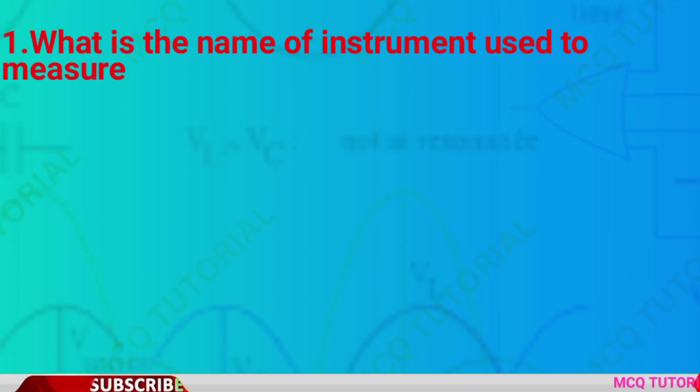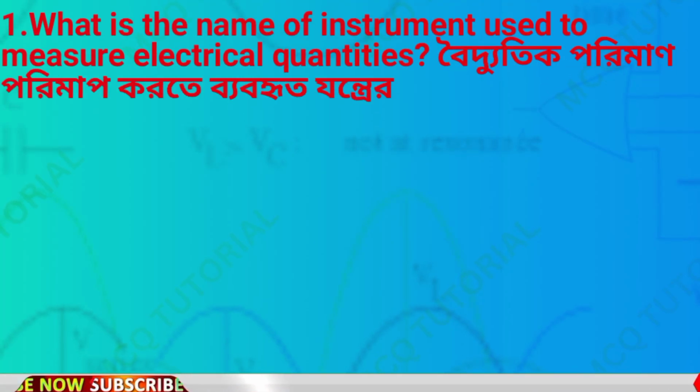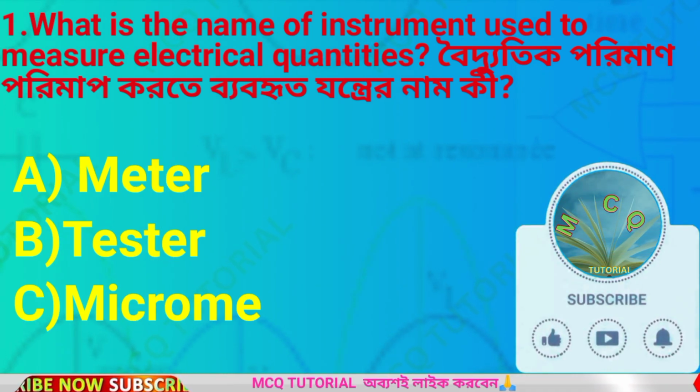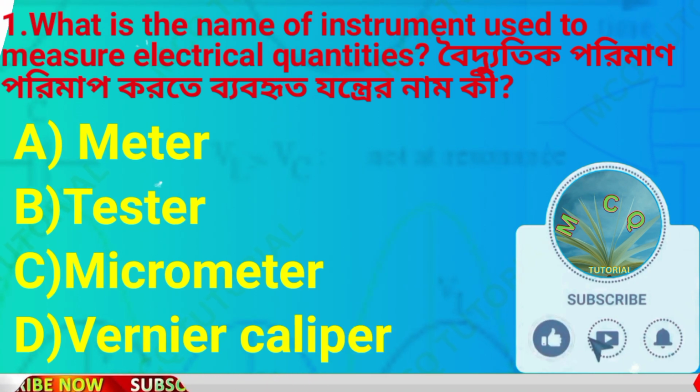Question number 1. What is the name of instrument used to measure electrical quantity? Option A meter, option B tester, option C micrometer, option D vernier caliper.